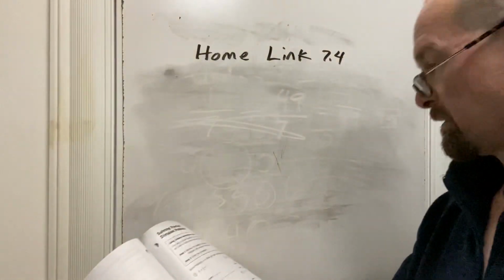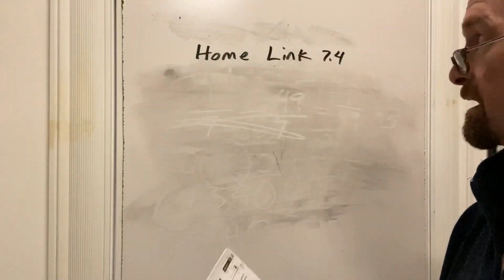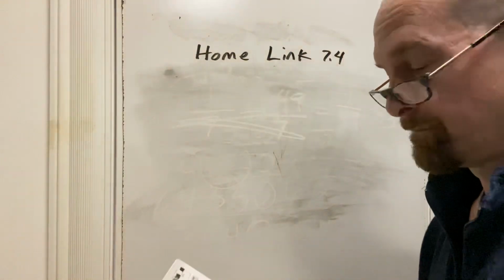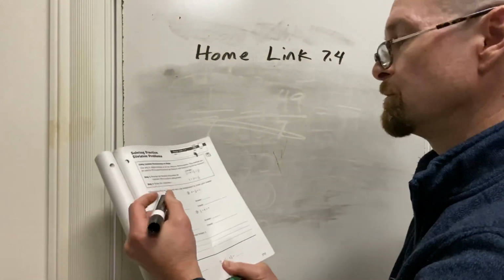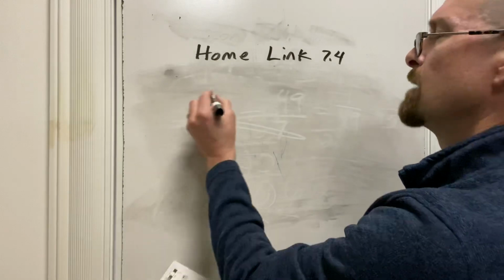Okay, here we go. We are doing HomeLink 7.4 right here in 2 minutes or less, or maybe a little more. All right, number one, 5 divided by a third.